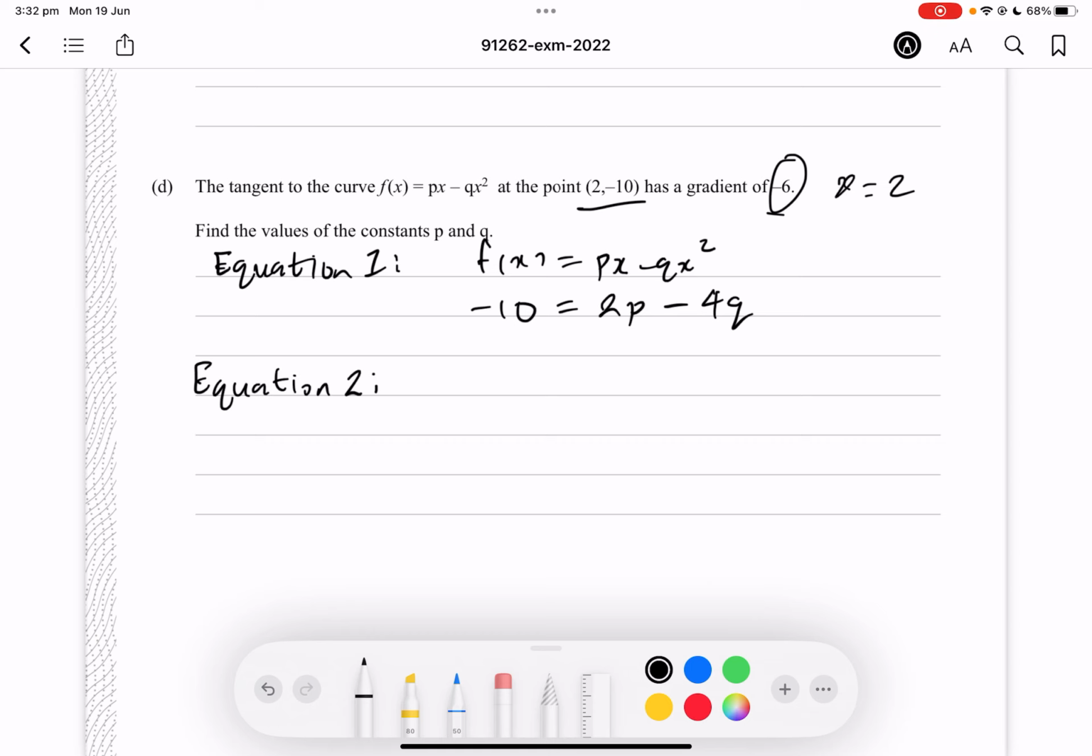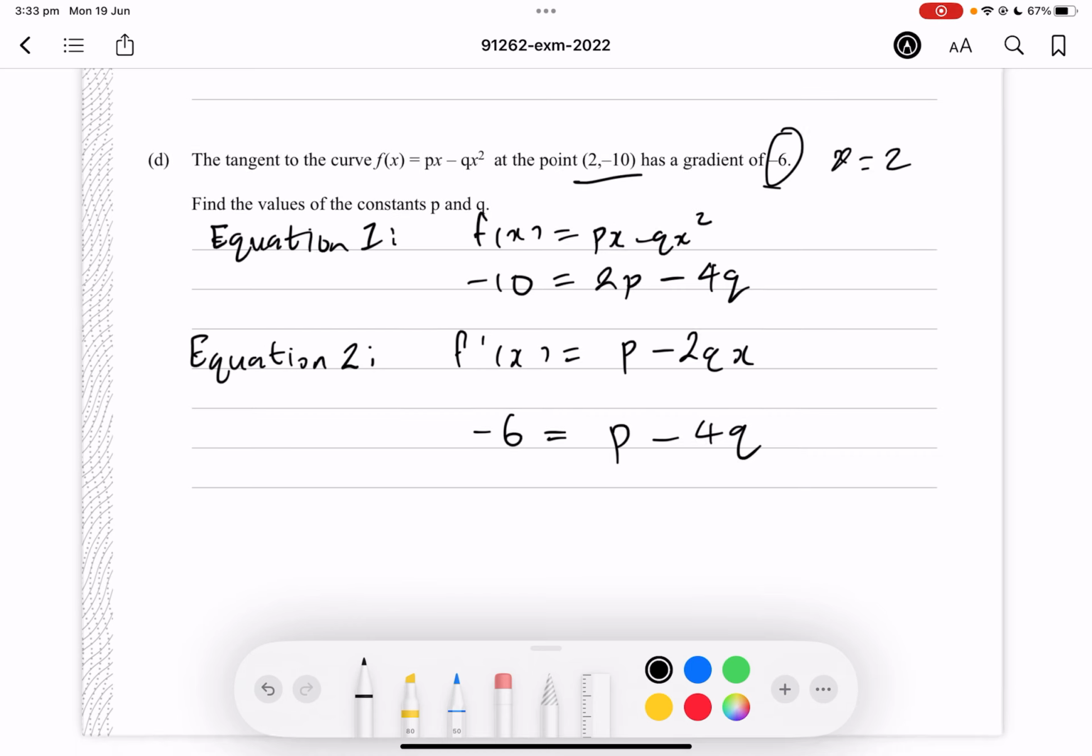And we're going to formulate equation 2. And that's going to be using the gradient. So we're going to find the derivative. So f dash of x equals p minus 2qx. And we're going to plug in the point 2, -6. So -6 is equal to p minus 2 times 2 is 4, so 4 minus p minus 4q.